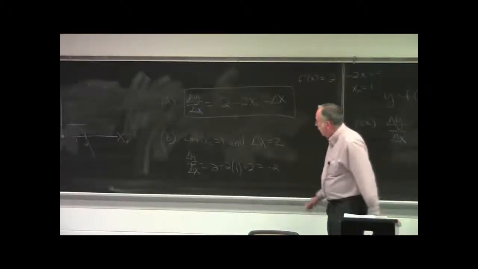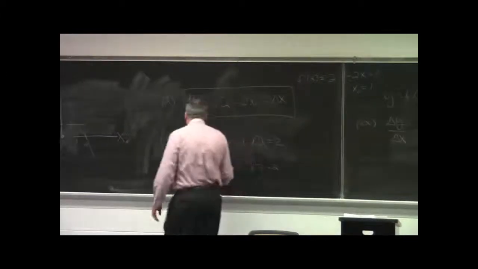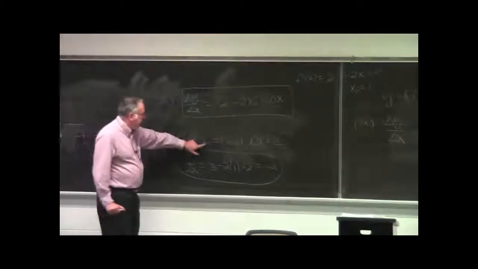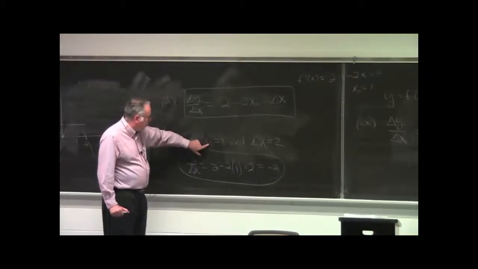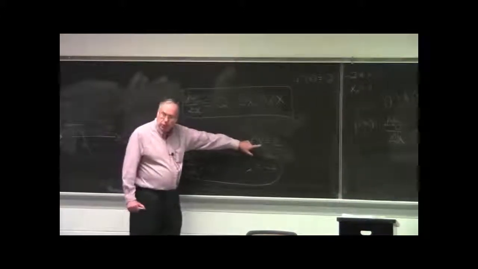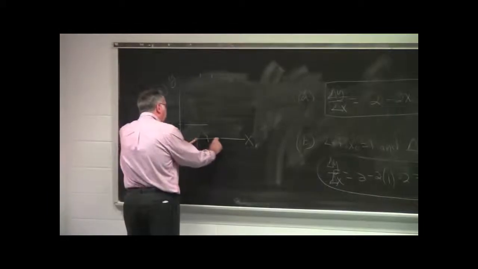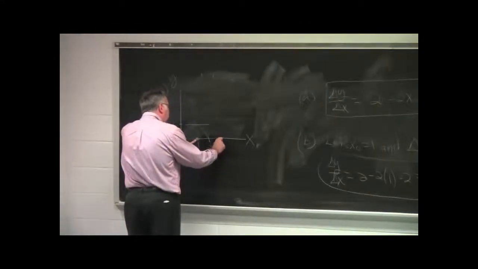In part B, we found that the value of the difference quotient was -2 for this case right here, if x is equal to 1 and delta x is 2. So we found that the difference quotient is -2. What does that mean in terms of the graph? Well, let's illustrate that. Suppose we start at this point right here. That's our initial value of x, x equals 1. We let x increase by 2. So if we let it increase by 2, we'll be up here at 3.